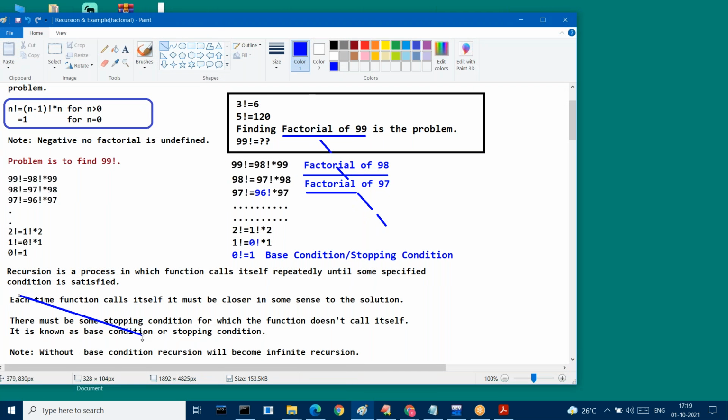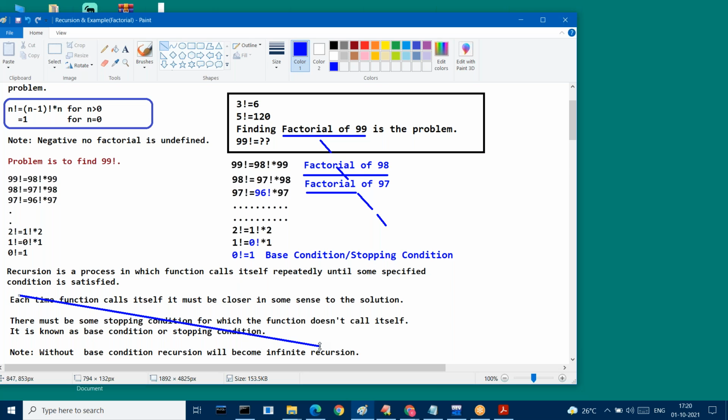By mistake, if the base condition was not there, no stopping condition is there, your recursion will become infinite recursion. Like a loop can become an infinite loop. Remember menu driven programming, while one infinite loop. This is not an infinite loop. This is infinite recursion.